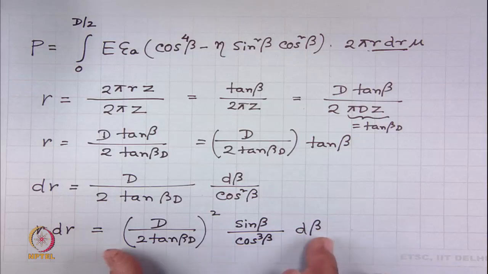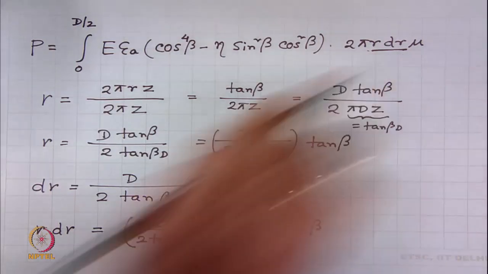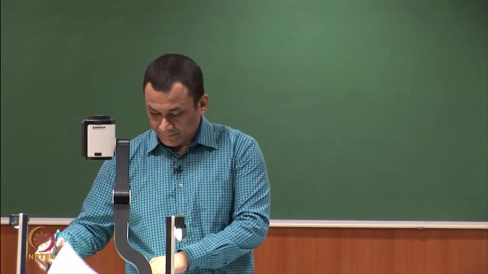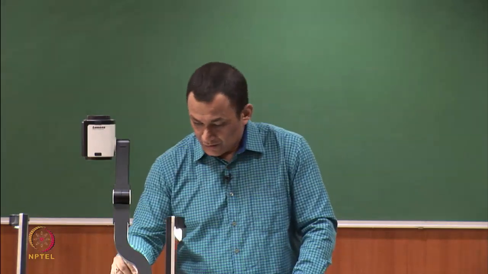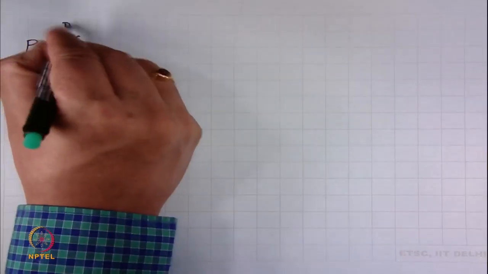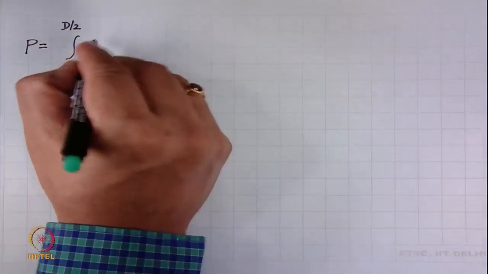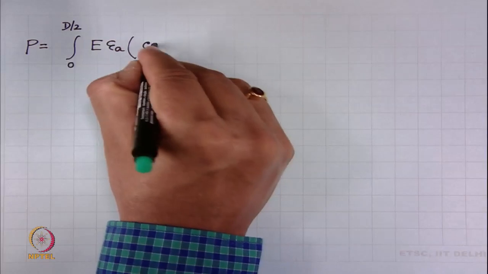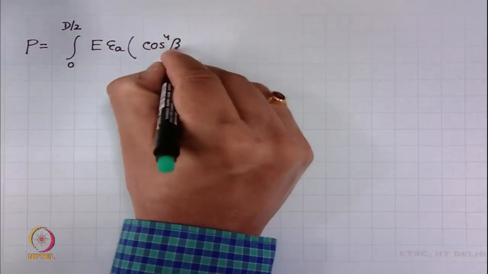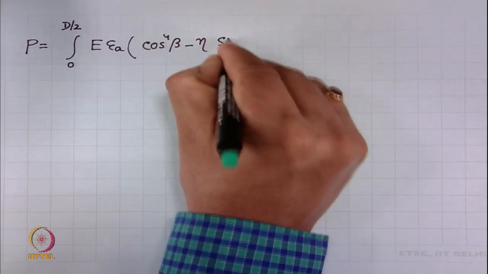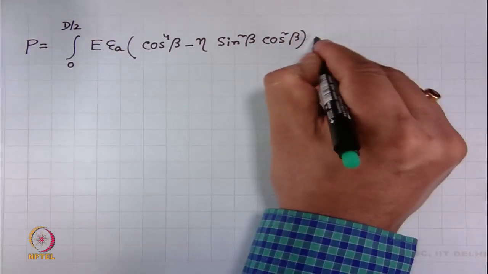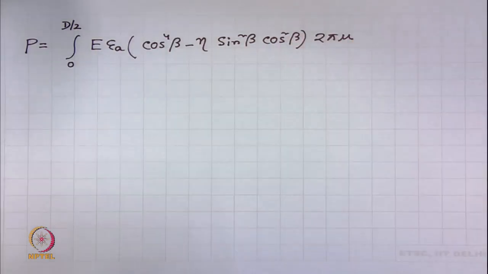We will substitute this into this expression. So, this expression will become further long. Let us do that. So, P is equal to the integral from 0 to d by 2 of E epsilon A cos to the power 4 beta, two pi mu into r dr.